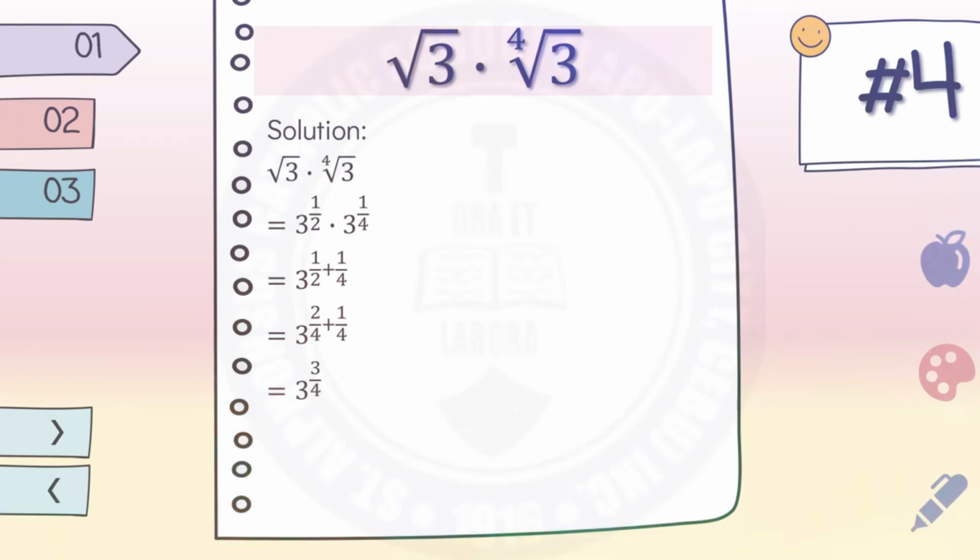Next, express this 3 raised to 3/4 into a radical form. So the radical form for this is 4th root of 3 cubed. And 3 cubed is 27. So the 4th root of 27 is the final answer.